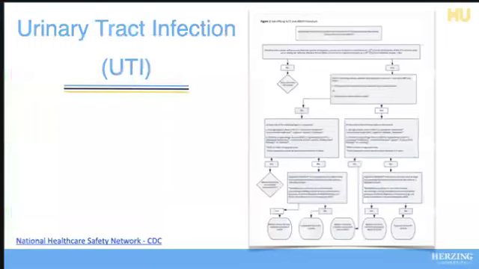All right. Next, we're going to look at UTIs. And in order to talk about UTIs, we also need to define asymptomatic bacteriuria, which is evident in some who are colonized with bacteria that does not cause an infection.